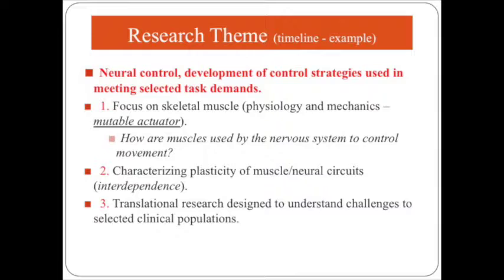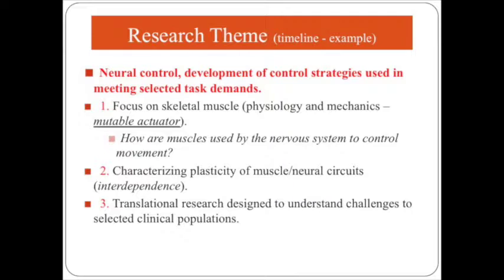They change with age, they change with disease, they change their force output depending upon whether they're longer or shorter. Fiber types, there's a huge body of knowledge in that area. I also am interested in characterizing plasticity of muscle and neural circuits. There's an interdependence between these two, of course, the muscle and the nerve, and I basically call it a control of changing resources, which is kind of where this mutable actuator comes in.